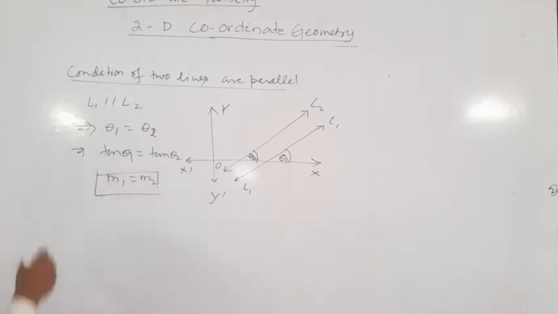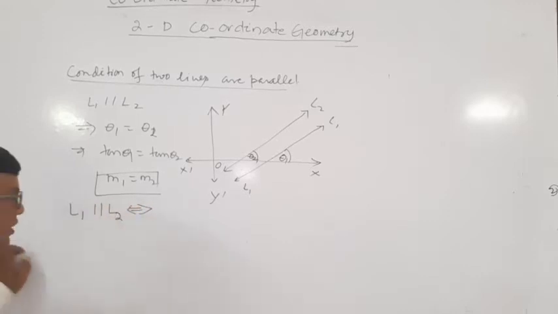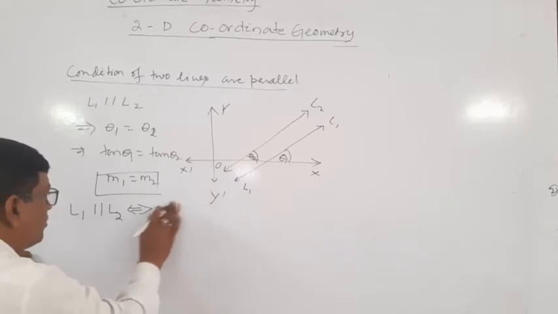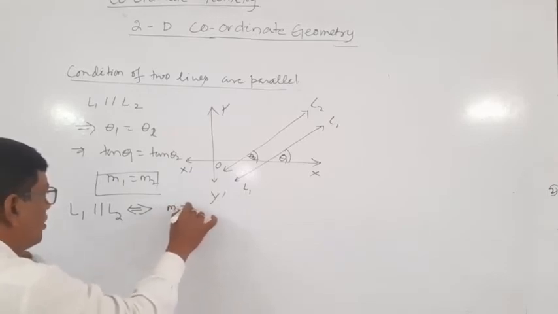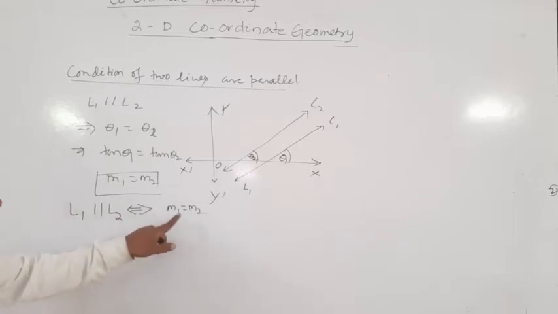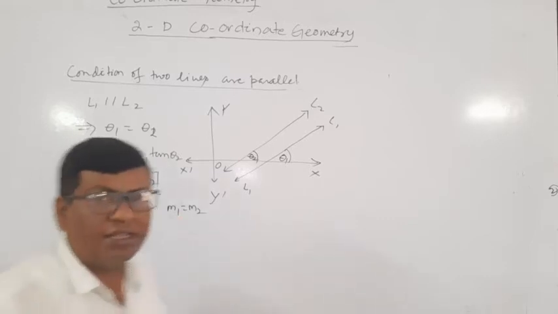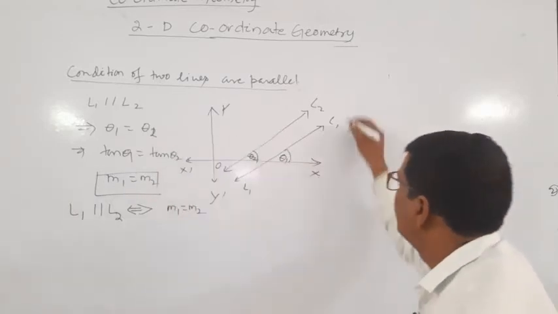Note that L1 parallel to L2 is implied by m1 equal to m2. If L1 is parallel to L2, then m1 equal to m2. If m1 equal to m2, then L1 is parallel to L2. This is one type of proof. Another type, that is the second method.